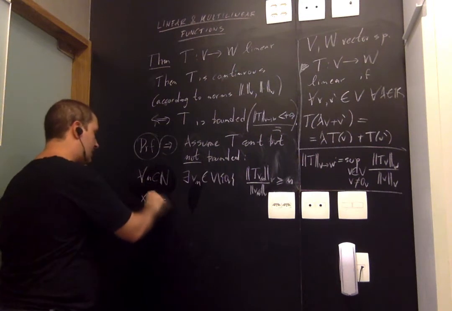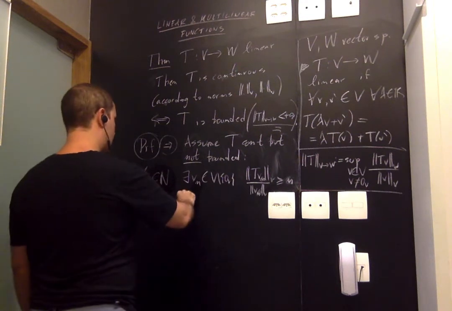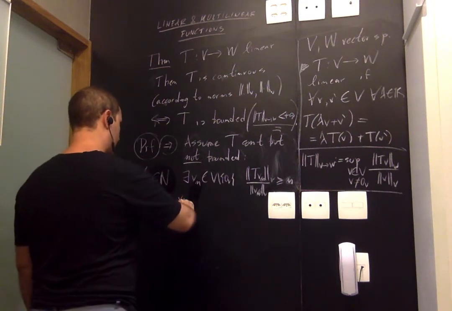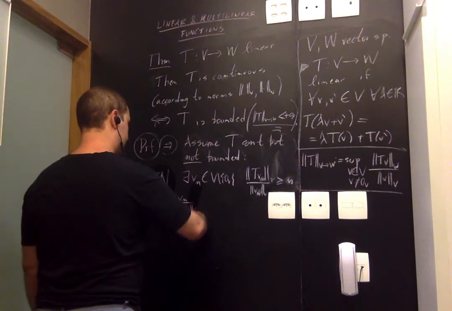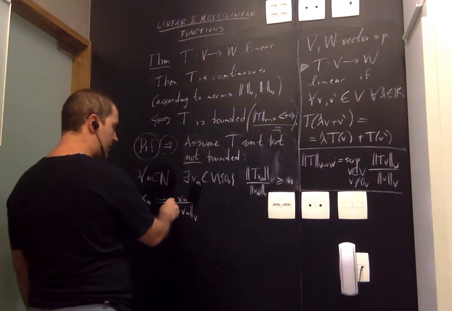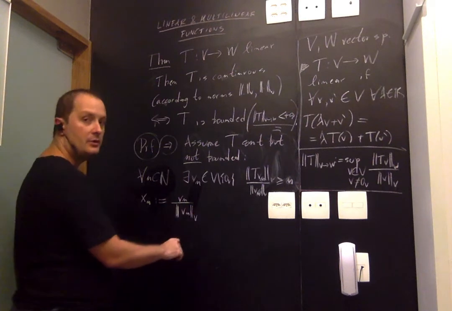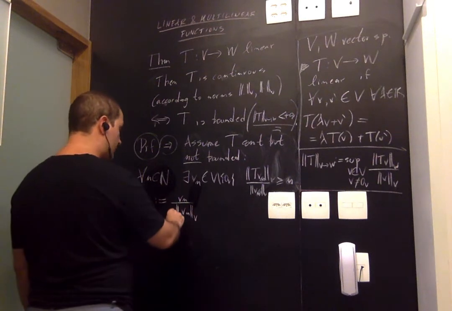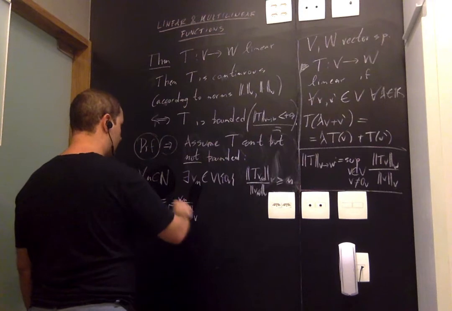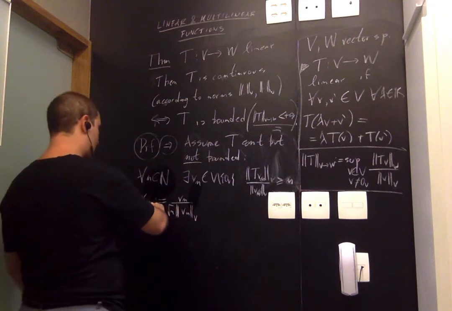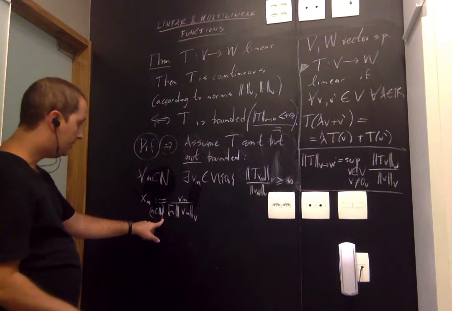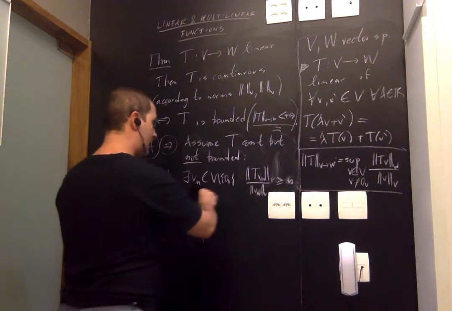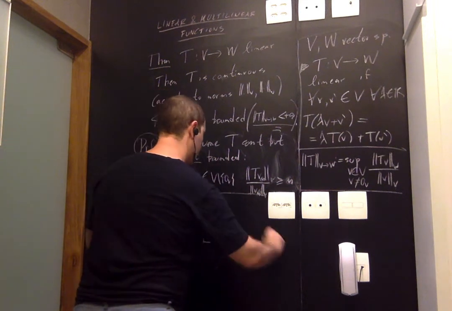I'm going to define x sub n as v sub n divided by the norm of v sub n. And I have to divide by something here that goes to infinity, but doesn't go to infinity too fast. So let me say square root of n. Right, so this is another sequence. And I can look at what happens to those guys.